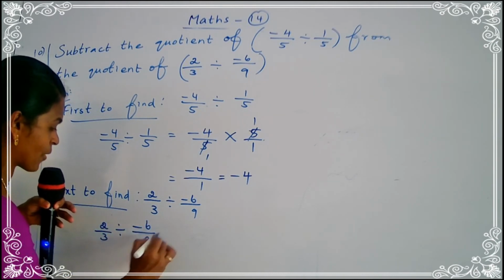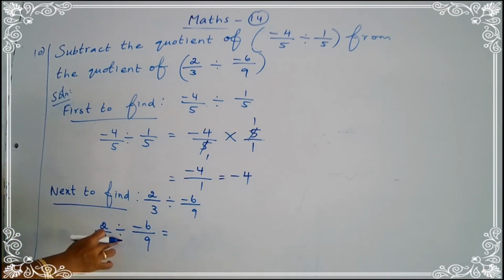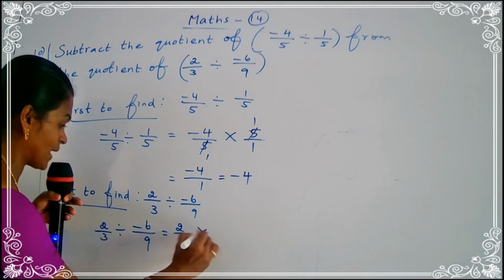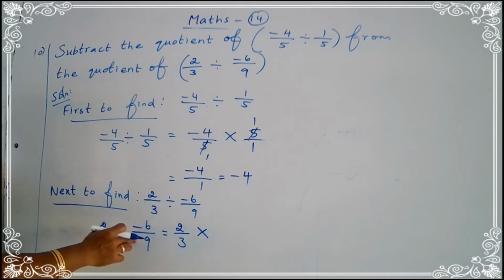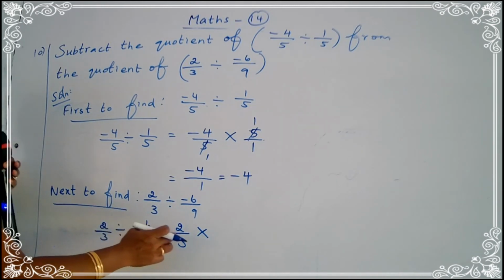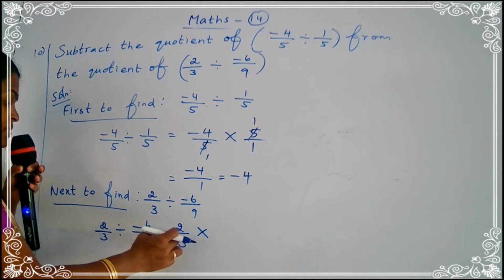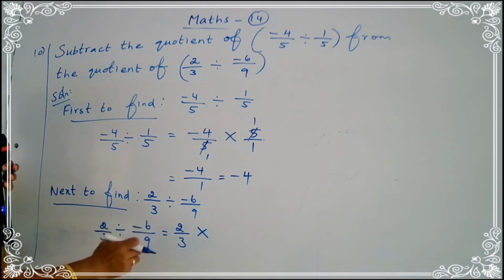This is also a division operation. So now you convert into multiplication. That time you put the reciprocal of the divisor. Okay. Multiply the dividend by the reciprocal of the divisor. So, minus 6 upon 9. What is the reciprocal? Minus 9 upon 6.